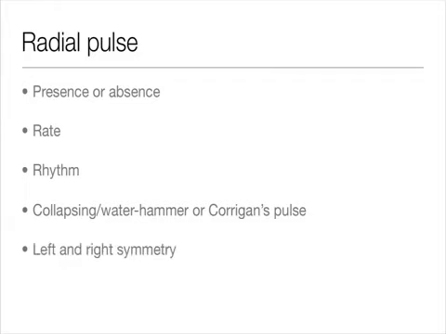Next, you want to check the left and right radial pulses simultaneously and assess for any asymmetry. If there's radial delay, this can be associated with an aortic arch aneurysm, an aortic dissection, or any subclavian stenosis. Next, you should feel the radial and the femoral artery on the same side together to see if there's any radial-femoral delay. This is not often done on the ward or in clinic unless particularly suspected, and it's a hallmark of coarctation or narrowing of the aorta.